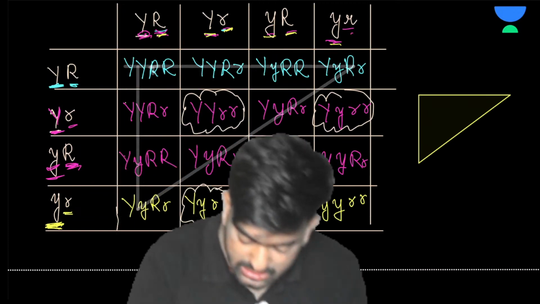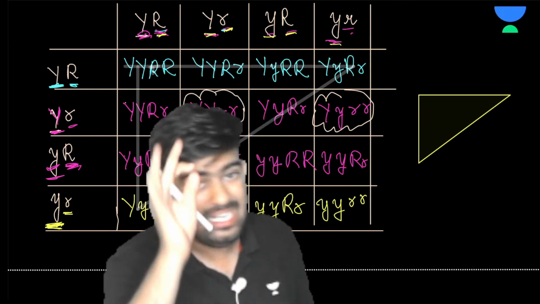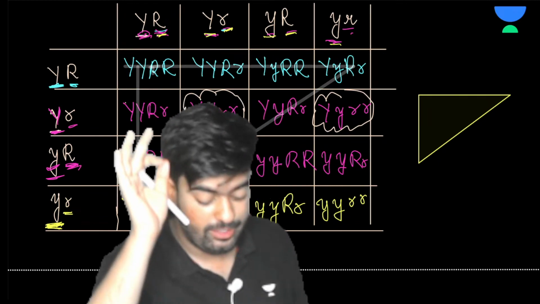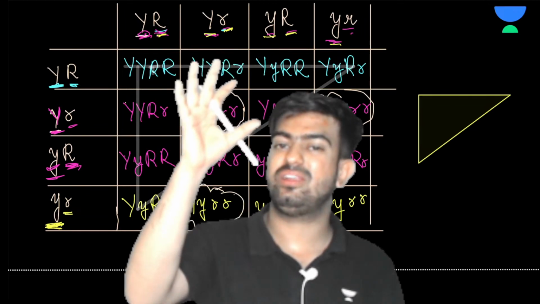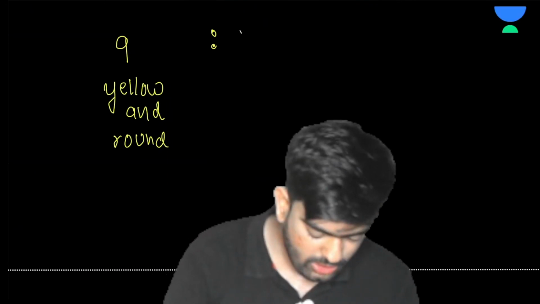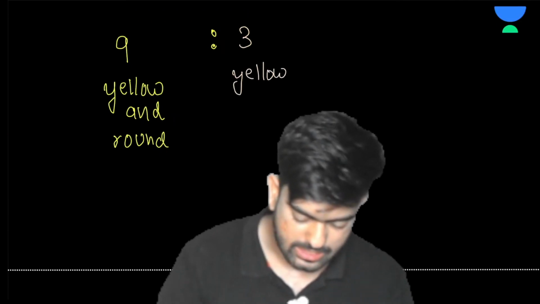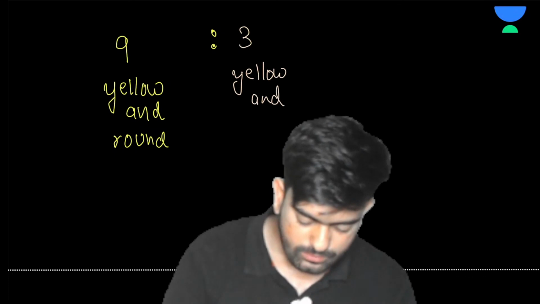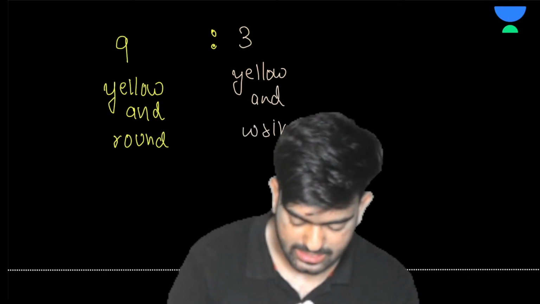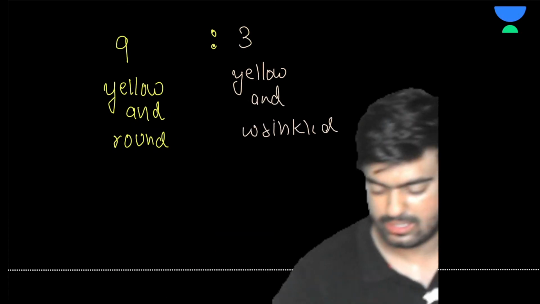These are the seeds which are dominant for color, but they are recessive for the shape. So I can write here 3 of them are yellow and wrinkled. 3 of them are yellow and wrinkled. Clear? Yes? Okay, that's great.